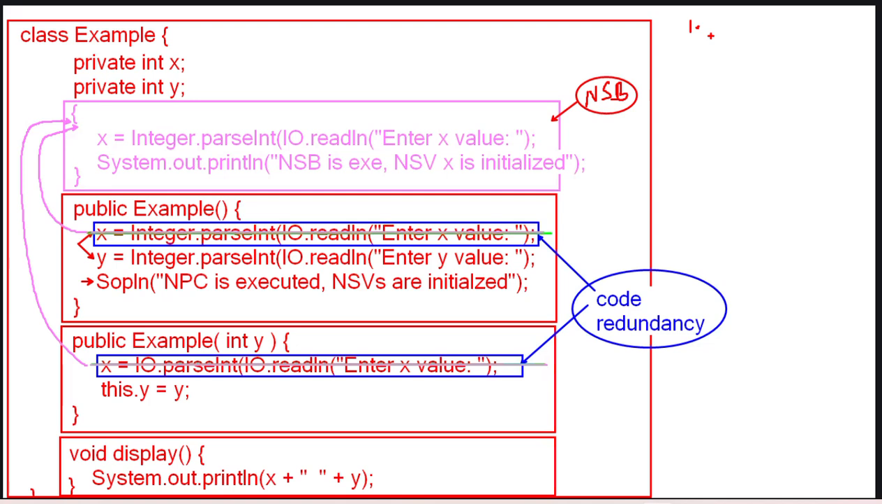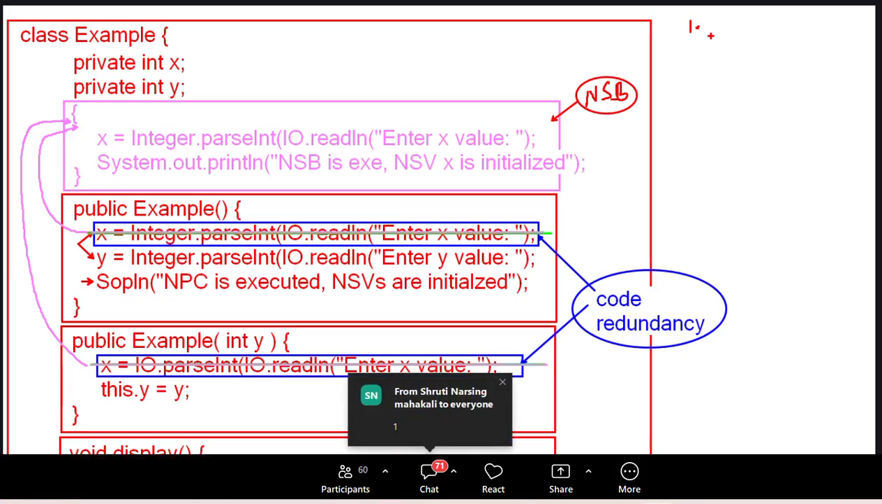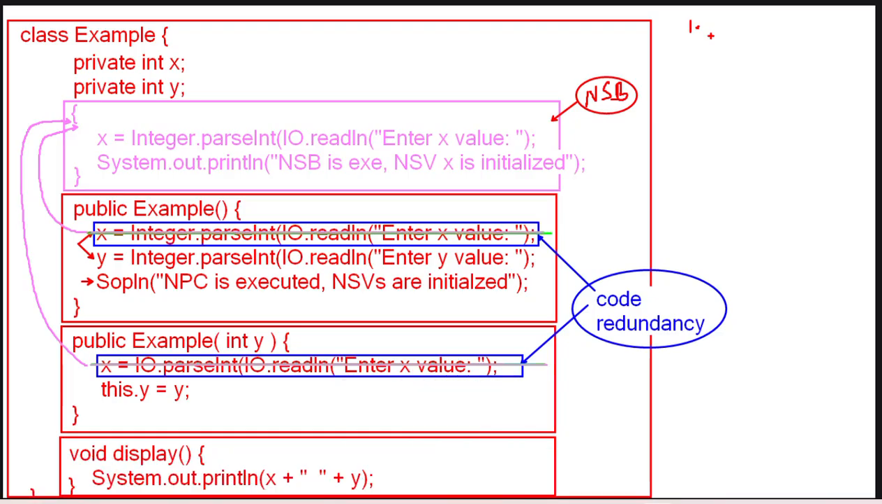Now non-static block for E1 object, how many times executed? One time. Constructor executed how many times for E1 object? One time. Non-static variable memory allocated for E1 object how many times? One time. From one class, how many objects can we create? Multiple. If I create a second object, non-static variable memory is allocated again, and non-static block and constructor are executed again.